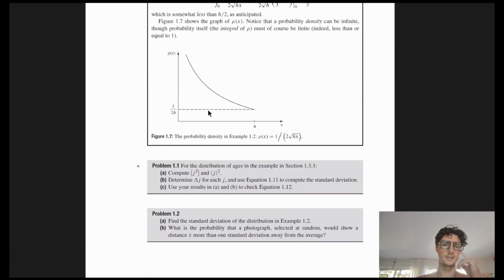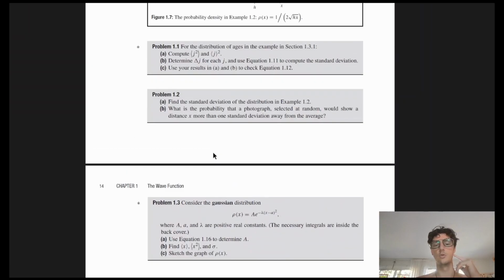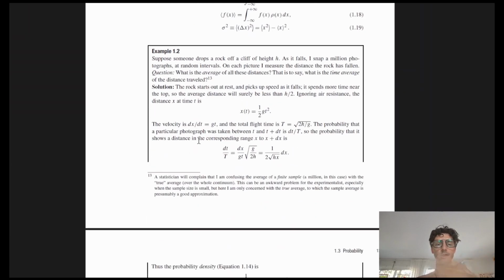Awesome. Let's finish with this example, and then we've got some problems and normalization in the next section. Amazing. Probability isn't so bad. I don't like it the most though, but it's important for quantum.